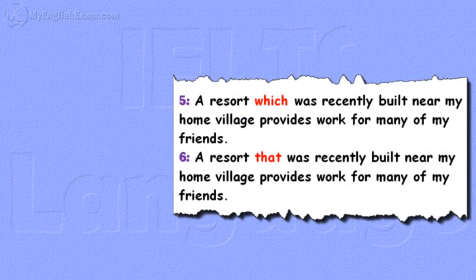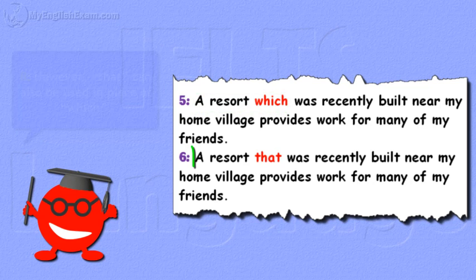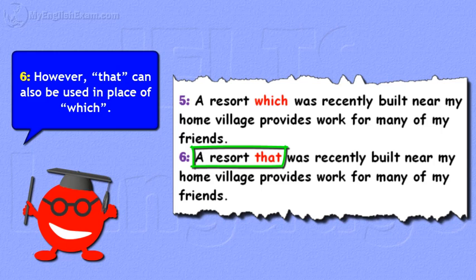5. A resort which was recently built near my home village provides work for many of my friends. 6. A resort that was recently built near my village provides work for many of my friends. Example 5. When talking about things, which is used instead of who. However, that can also be used in place of which.